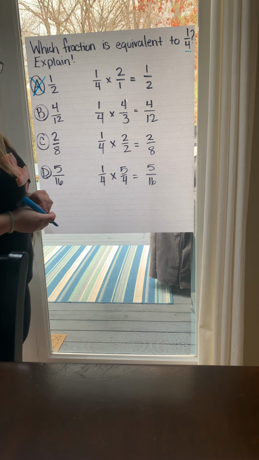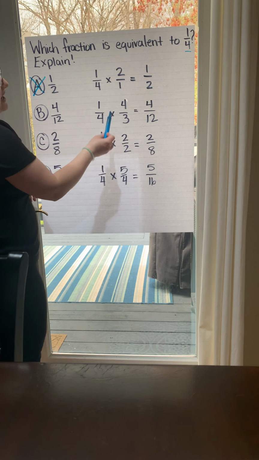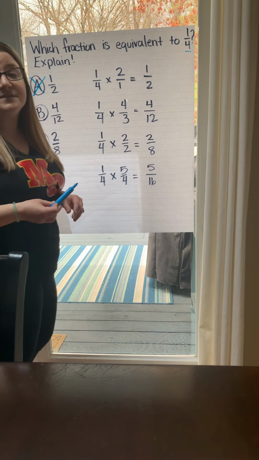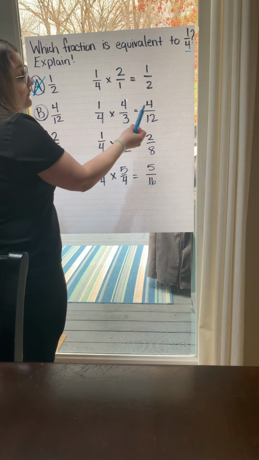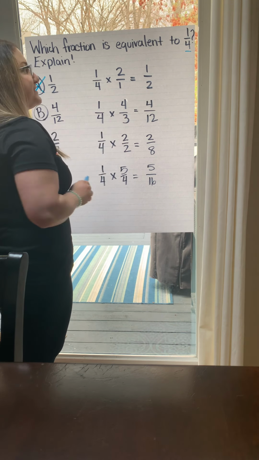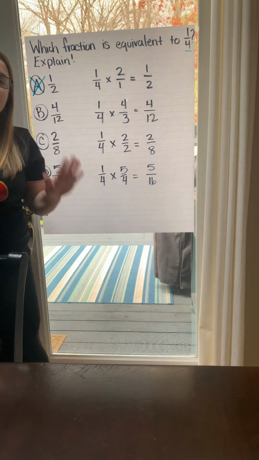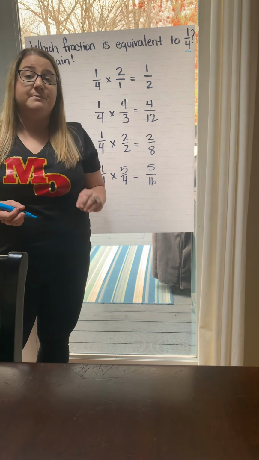Okay, and next up we have 4/12. So they multiplied 1/4 times 4/3 to get 4/12. And if we look that over, 1 times 4 is 4, 4 times 3 is 12, so the multiplication is correct. However, if we're looking for an equivalent fraction, we need to multiply the fraction by 1.